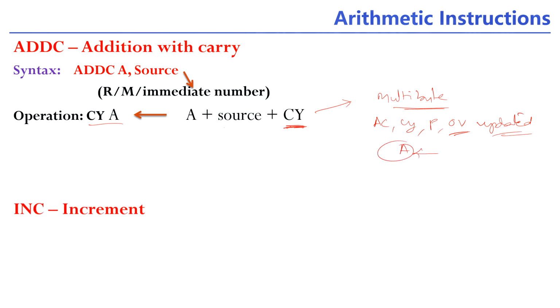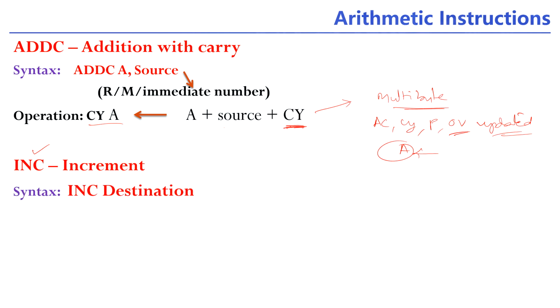Okay. Then increment. Mnemonic is INC. The expansion is increment. The syntax is INC destination. Here destination may be register or memory.